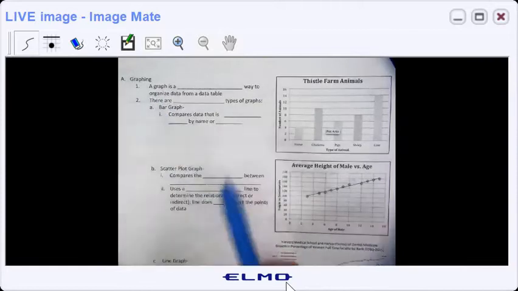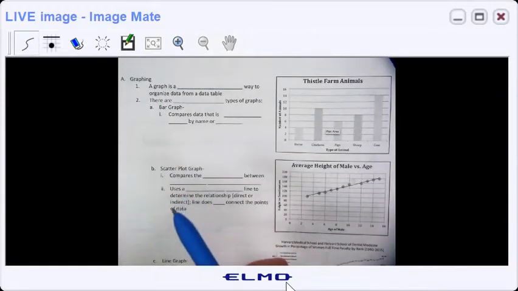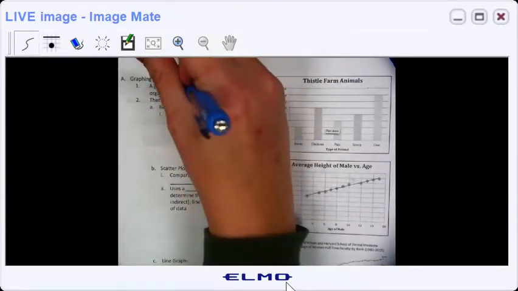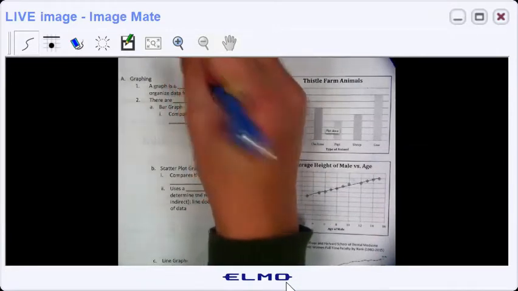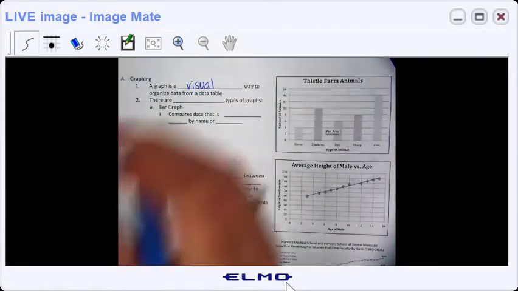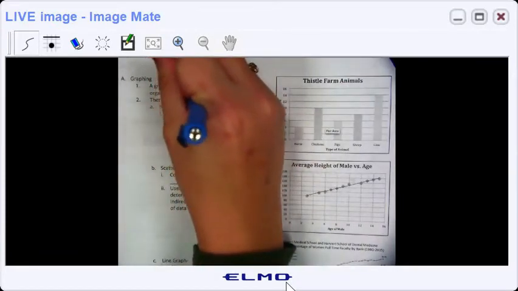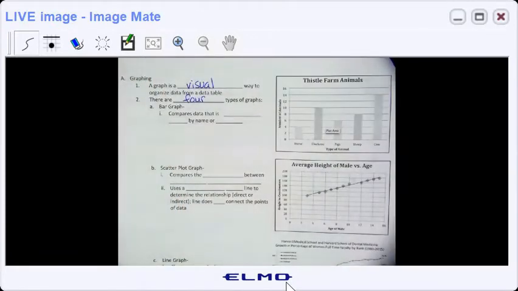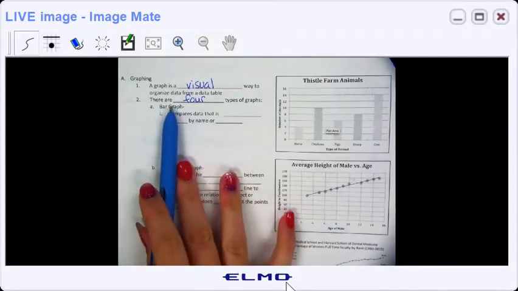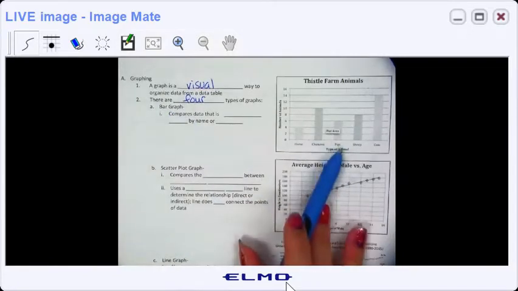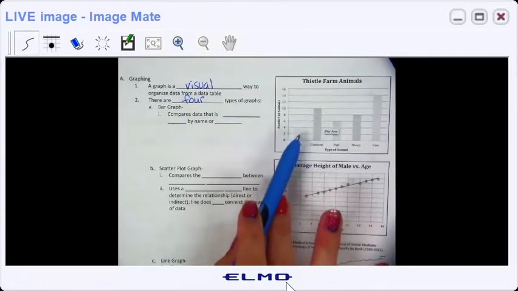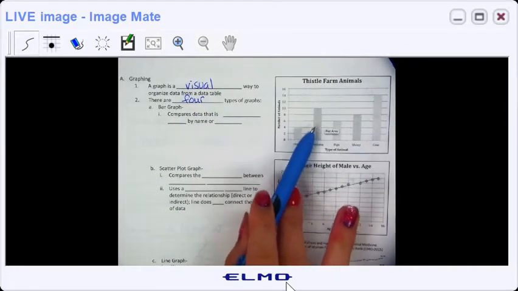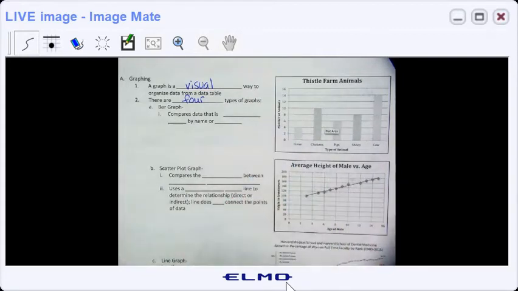about graphing. So a graph is a visual way to organize your data from a data table. And there are typically 4 types of graphs, at least that we will be using in science. So there are bar graphs, which is probably one you're most familiar with, which looks like this. So the examples are always to the right. So here's an example of your bar graph. Obviously, there are bars that tell us the amounts that it has.